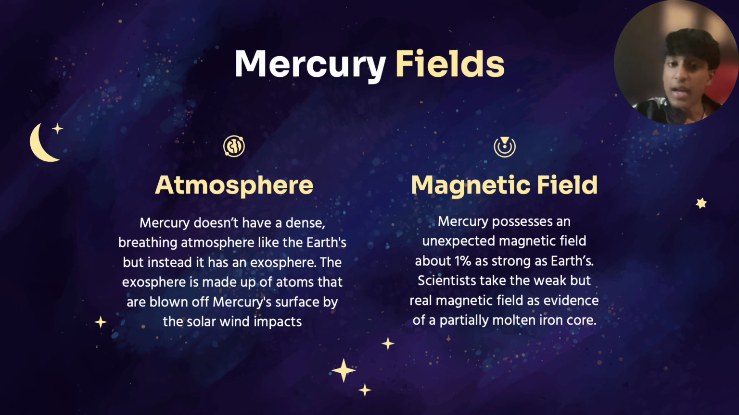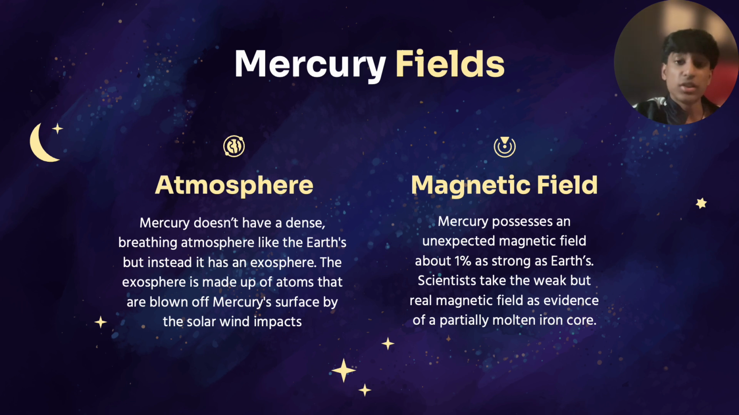Mercury has no dense, breathable atmosphere like Earth. Instead, it has a very thin layer called an exosphere, which isn't even a real layer. An exosphere is made up of atoms that are blown off Mercury's surface by the solar wind and micrometeorite impacts. They consist of oxygen, sodium, hydrogen, helium, and potassium, which float freely above the surface but are too light to provide any weather or radiation protection.